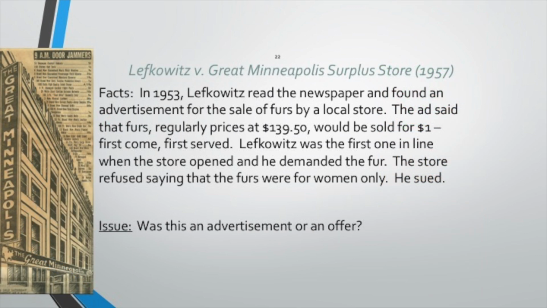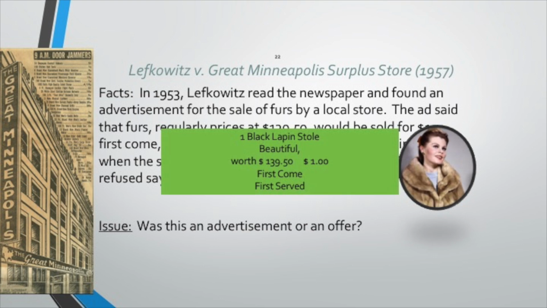Let's take a closer look at advertisements with our key precedent on point, Lefkowitz versus Great Minneapolis Surplus Store. This 1957 case involves Mr. Lefkowitz, who saw an ad in his local newspaper for a black Lepine stole, which is similar to a scarf, and it's made typically for women. The advertisement contained all of the essential elements of an offer. It contained the price, the subject matter, the parties, and the quantity. The only element that was not quite certain was the parties. We can surmise that the parties were identified because it says first come, first served.